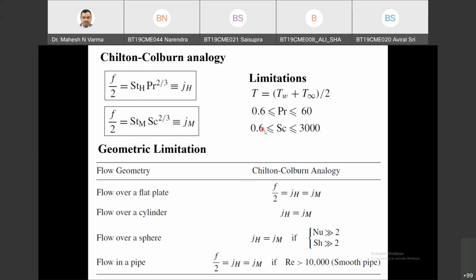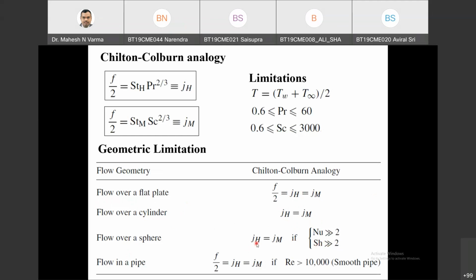And these are the geometric limitations. For flow over flat plate, F by 2 equals JH equals JM. For flow over cylinder, it is not F by 2 equals JH equals JM. It will be only JH equals JM. Flow over sphere.